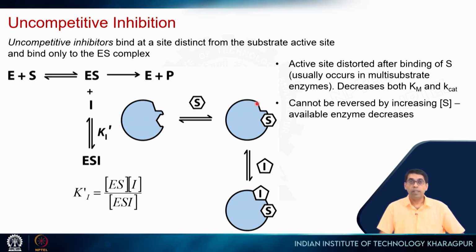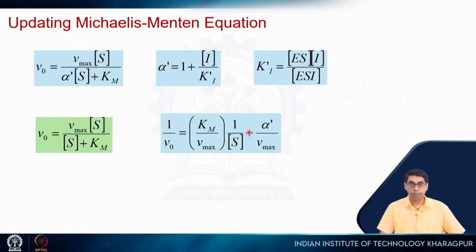So, I will never gain 100% enzyme substrate complex, right. So, I will never gain the Vmax value. So, here my Vmax is going to decrease and that is what we will see. So, if I do the math in the same manner, Ki dash is defined as this. So I will define alpha dash as 1 plus I by Ki dash, and I will get this equation. So in this case, instead of alpha being multiplied to Km, it gets multiplied to the substrate. So this is alpha dash, right?